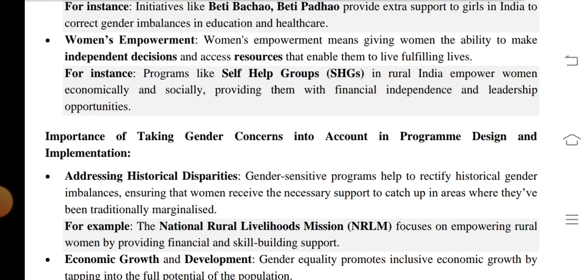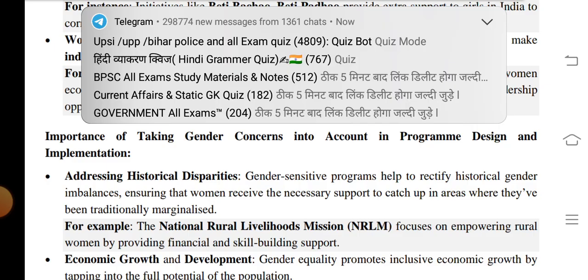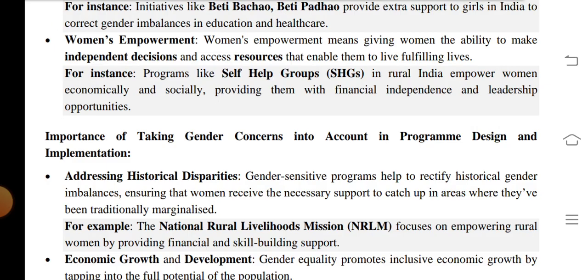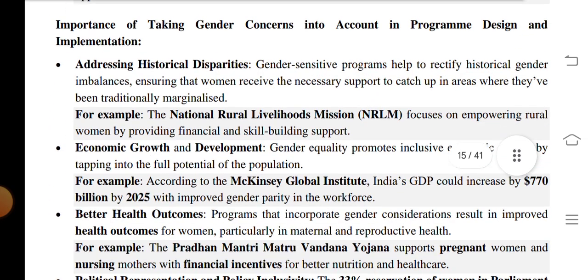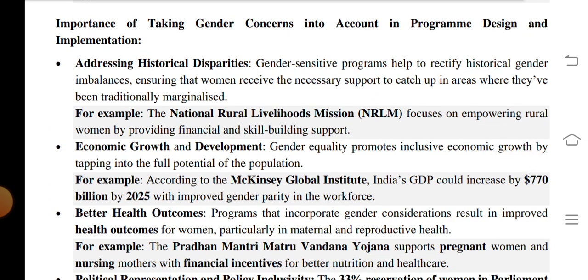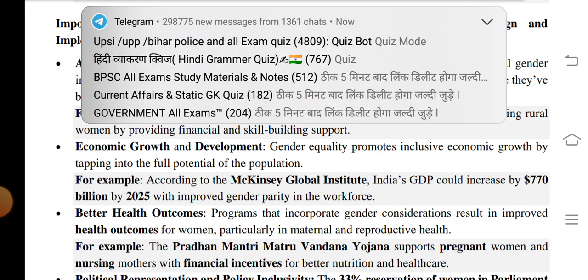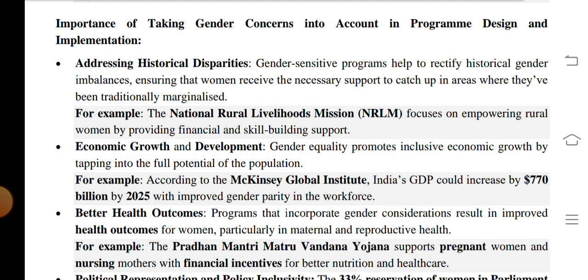Importance of taking gender concerns into account in program design and implementation. Addressing historical disparities: gender-sensitive programs help rectify historical gender imbalances, ensuring that women receive the necessary support to catch up in areas where they have been traditionally marginalized. For example, the National Rural Livelihood Mission, NRLM, focuses on empowering rural women by providing financial and skills-building support.